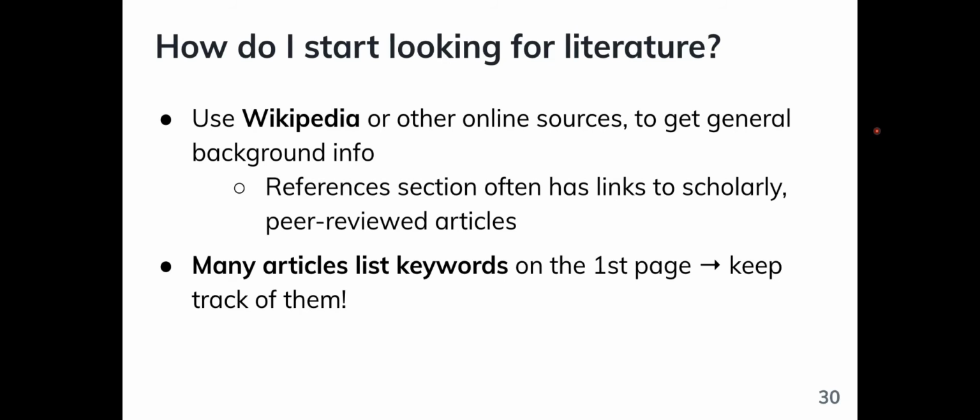And also the references section in Wikipedia often has links to really great scholarly peer-reviewed research, so you can use that as a way of finding sources. I'm not saying cite Wikipedia or use Wikipedia only, but it can be a good starting point. I'm a librarian and I still use Wikipedia occasionally if I need to look up things quickly. And of course, like I mentioned before, many articles list keywords on the first page of the article. Keep track of them, because remember, Creswell's first step in the lit review process is generating keywords.